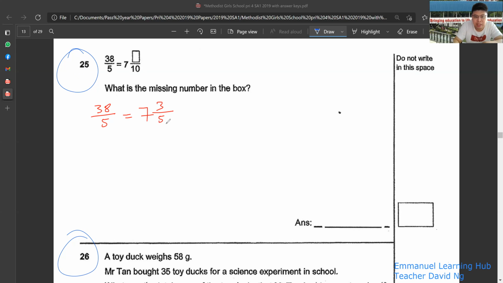But the question is saying how many over 10? You be careful. 7, right? Then 3/5 is how many over 10? 3/5 is how many over 10? How did 5 become 10?